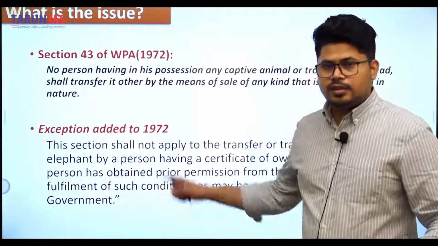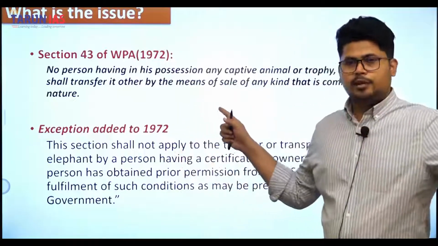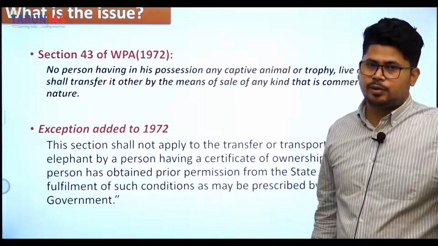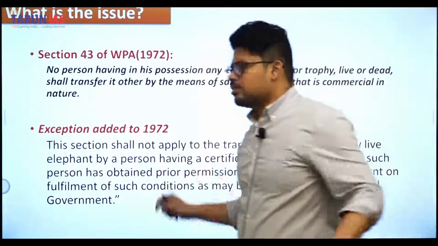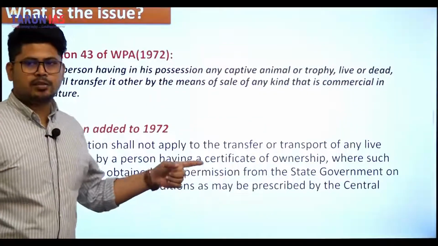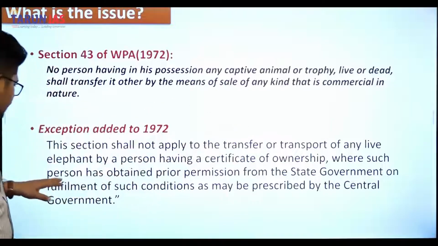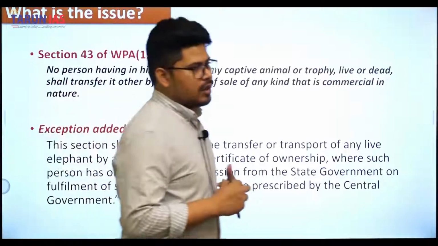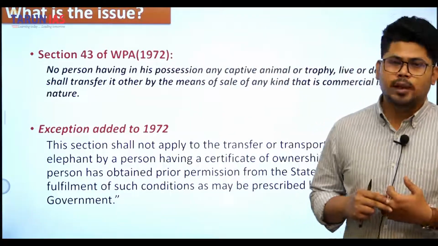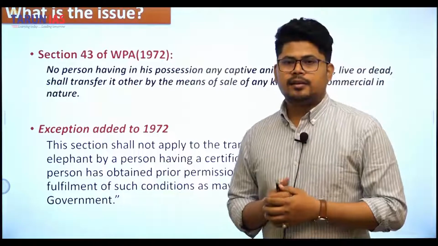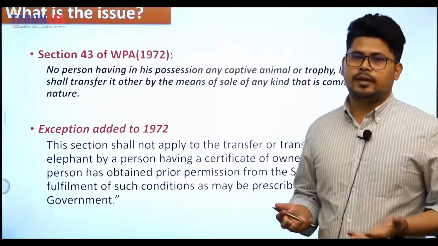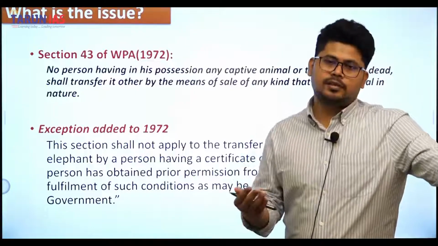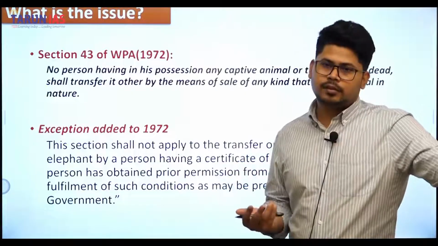But this WPA 2021 bill adds an exception to Section 43 of WPA 1972. It says that this section shall not apply to the transfer or transport of any live elephant by a person having a certificate of ownership. Now why this clause? Because a lot of temples in the south own elephants, okay? And for a lot of rituals, an elephant is required, okay? So what they do, they sometimes capture, they breed, but elephant is a Schedule 1 animal, okay?